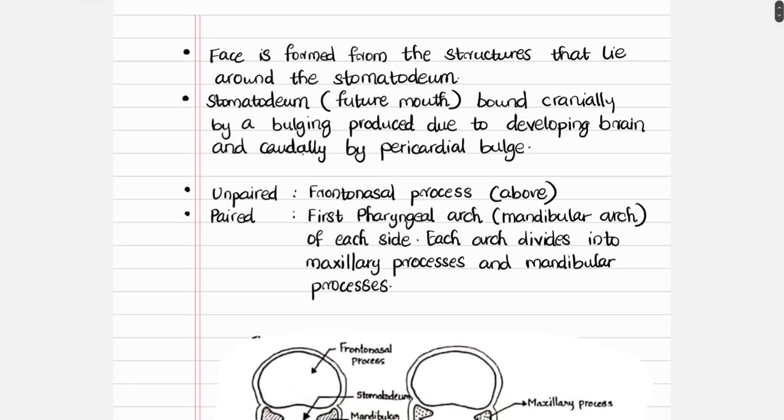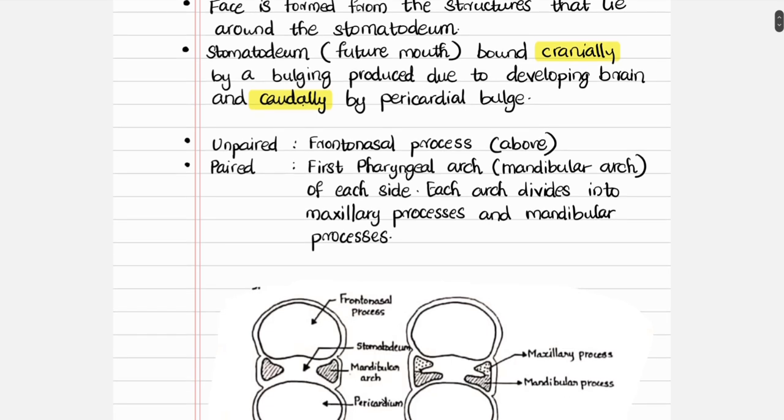So when we start, we have to write first: face is formed from the structures that lie around the stomatodeum, that is the future mouth. And we have to write what the future mouth is bounded by cranially and caudally. Cranially it is bounded by a bulging produced due to the developing brain, and caudally by the pericardial bulge.